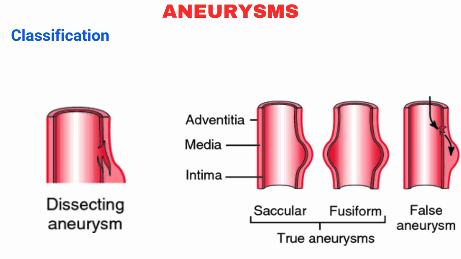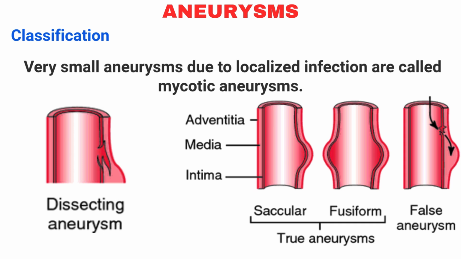Fusiform aneurysms are the distension of the whole artery, that is, the entire circumference is involved. A fusiform aneurysm is circumferential and relatively uniform in shape. In a dissecting aneurysm, a hemorrhagic or intramural hematoma separates the medial layer of the aortic wall. Very small aneurysms due to localized infection are called mycotic aneurysms.